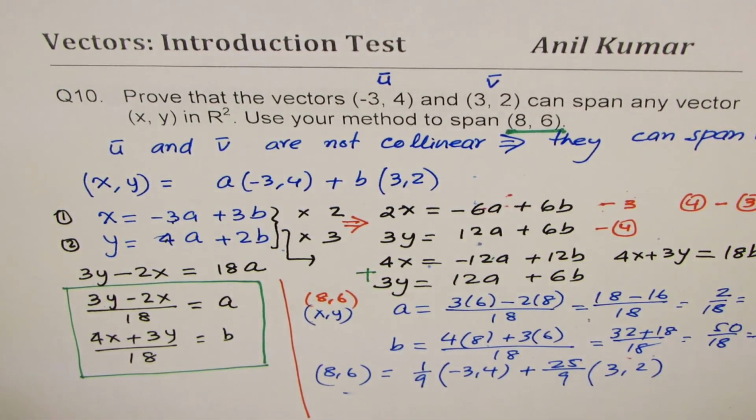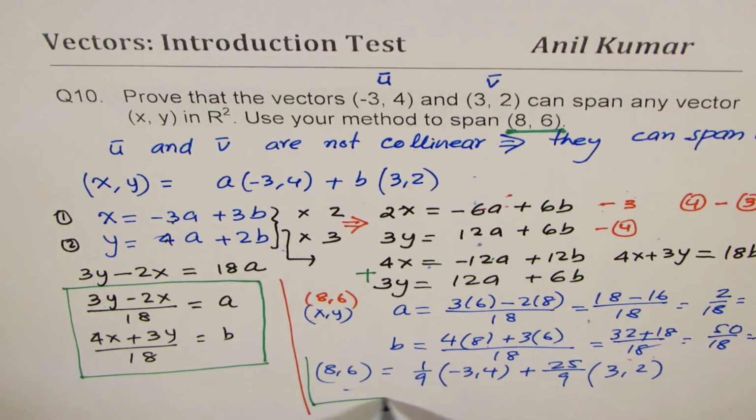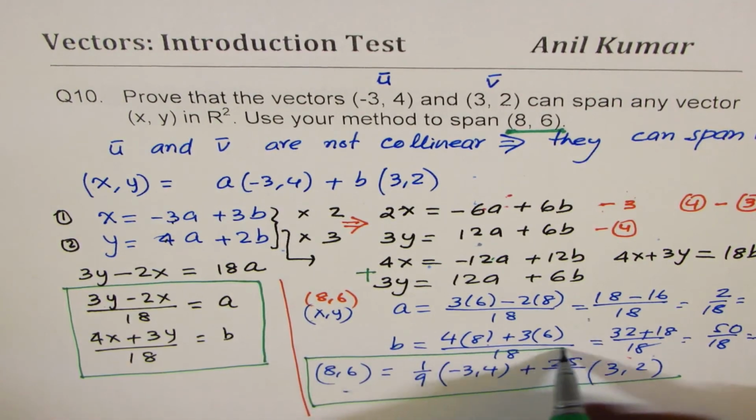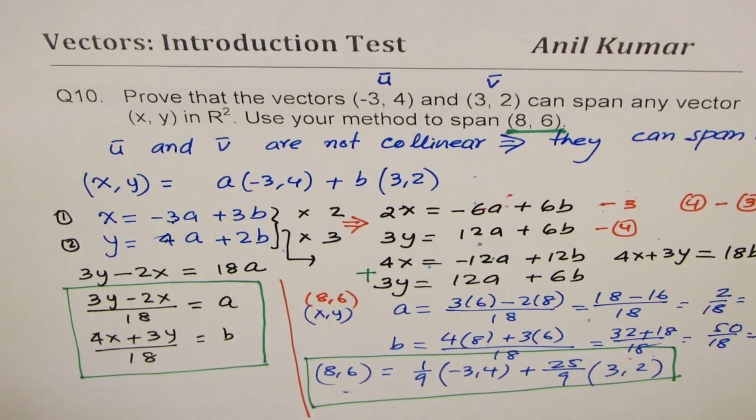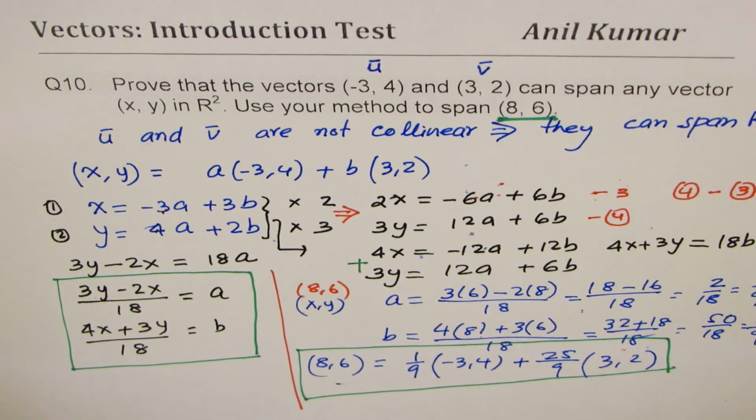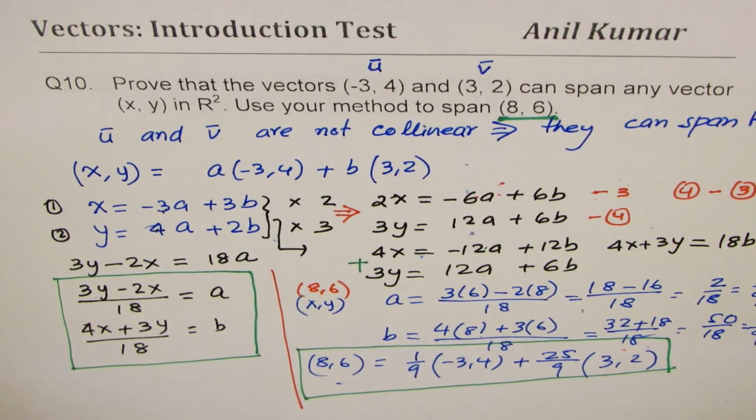So we could write this as a linear combination. That means we could actually span any vector, right? So that's kind of proof for our formula. So I'd like you to go through this and understand what we have done in Unit 1 of Introduction to Vectors. So I hope that makes sense.